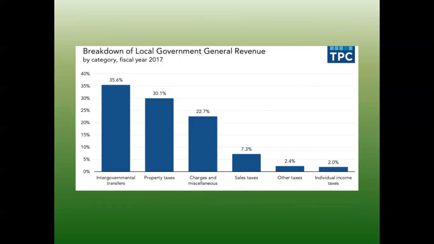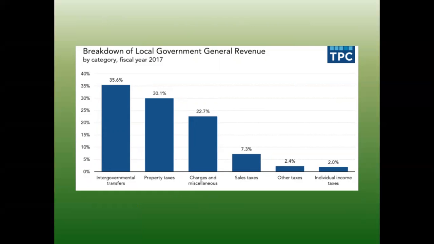We see that local governments, like state governments, get a little bit over a third of their revenue from intergovernmental transfers. Unlike state governments, who pretty much only get money from the federal government, local governments get money from both the federal government and the state governments in the intergovernmental transfers. As you see, property taxes account for about a third of all revenue for local governments.